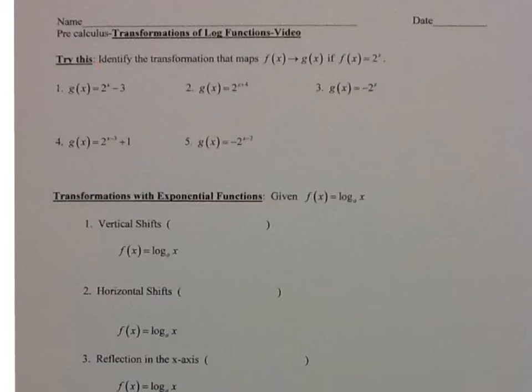It says identify the transformation that maps f of x to g of x if f of x is equal to 2 to the x power. So that's my parent function. Alright, so if I have here g of x equals 2 to the x minus 3, so I'm minusing 3 from my y value, that would be down 3.